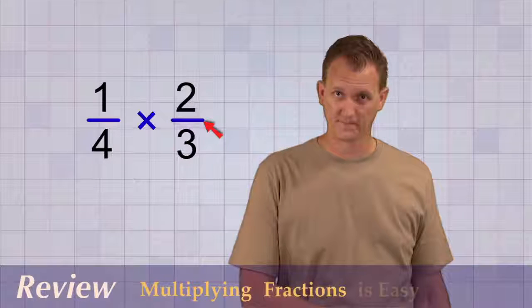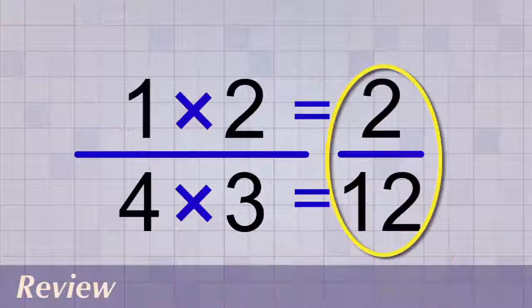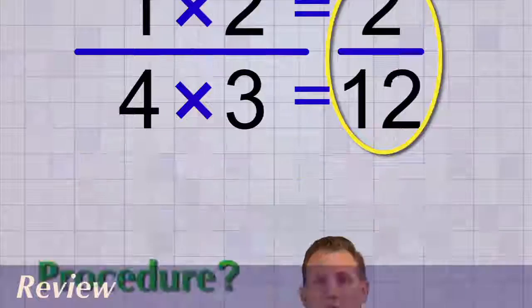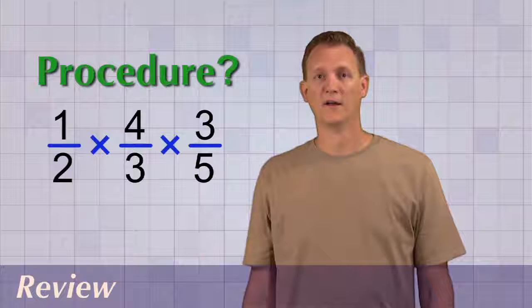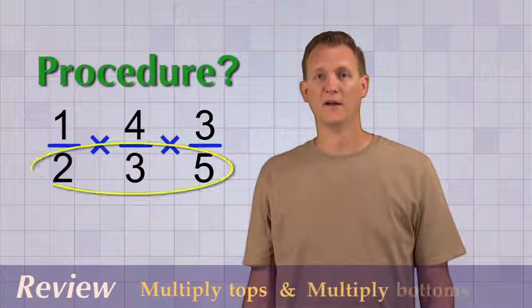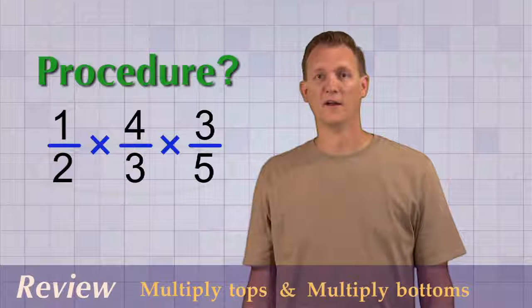Let's do a quick review of what we've learned. Multiplying fractions is even easier than adding fractions. It's easy because order of operations says that we can do the multiplication before the division. The procedure for multiplying fractions is to multiply the top numbers to get the answer's top number, and multiply the bottom numbers to get the answer's bottom number.